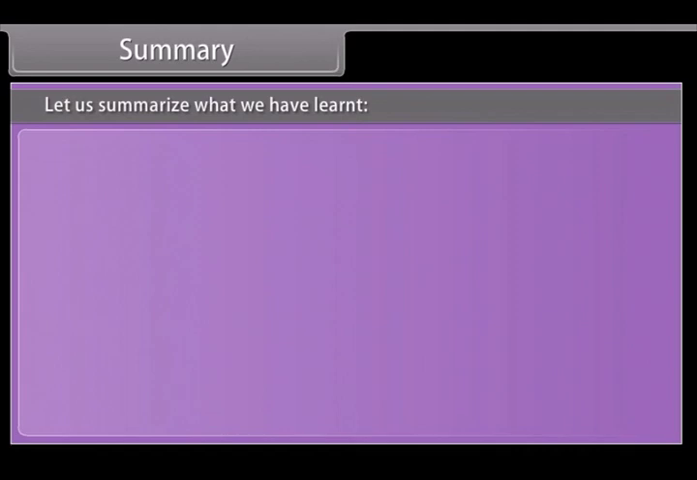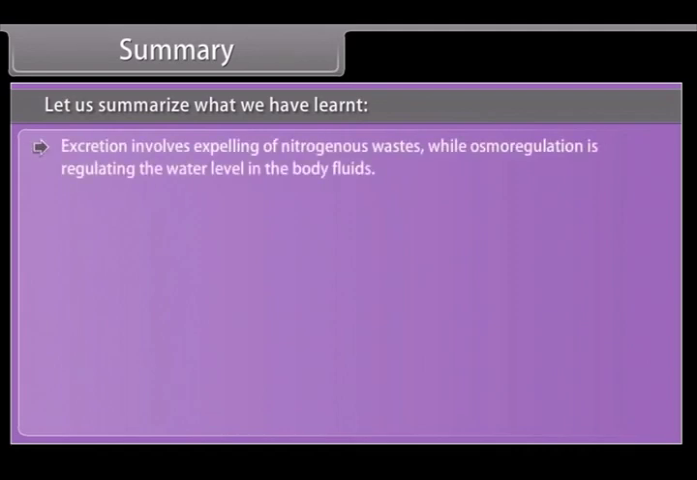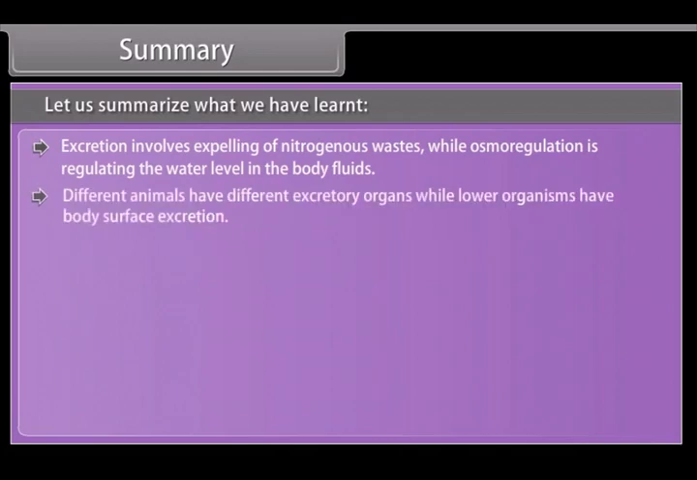Summary. Let us summarize what we have learned. Excretion involves expelling of nitrogenous wastes, while osmoregulation is regulating the water level in the body fluids. Different animals have different excretory organs, while lower organisms have body surface excretion.